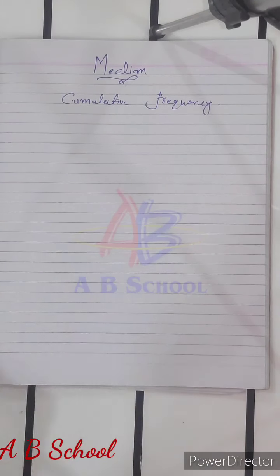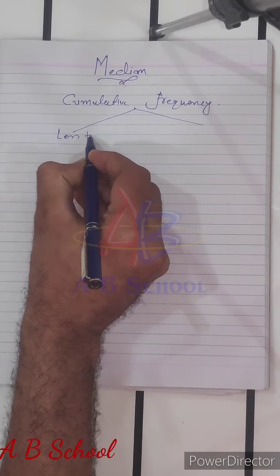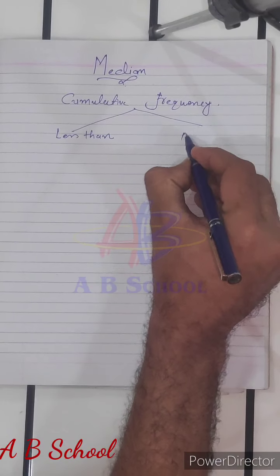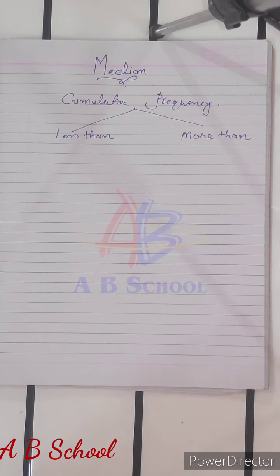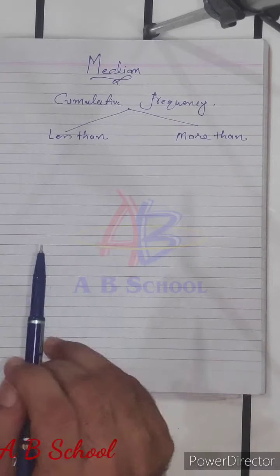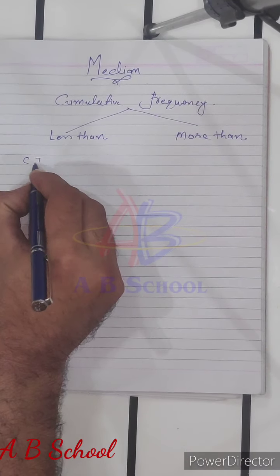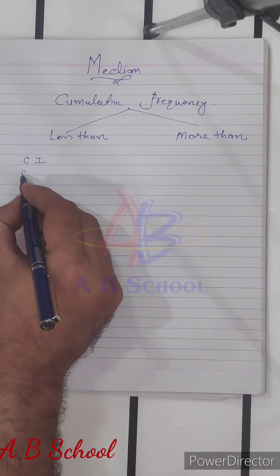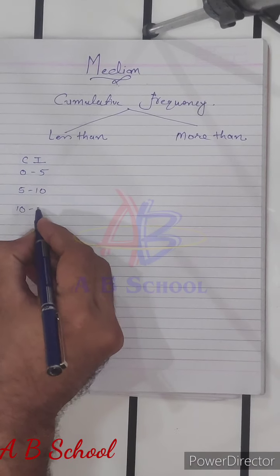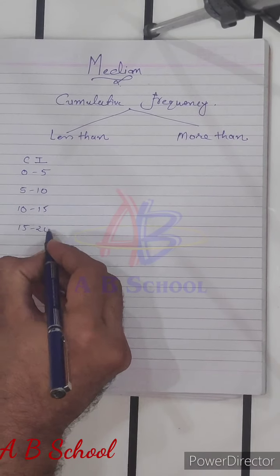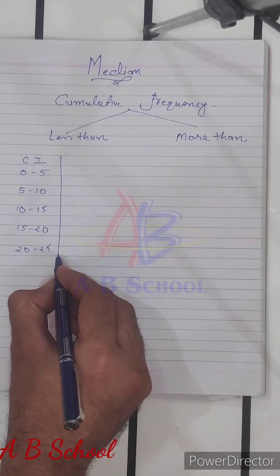Okay, there are two types of cumulative frequency. One is less than type, second is more than type. Let us understand them with the help of an example. Let me have a class interval: 0 to 5, 5 to 10, 10 to 15, 15 to 20, 20 to 25. This class interval has been given.